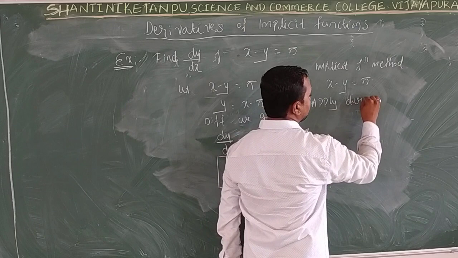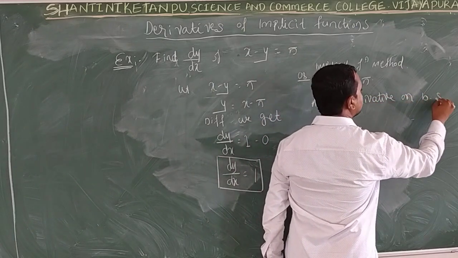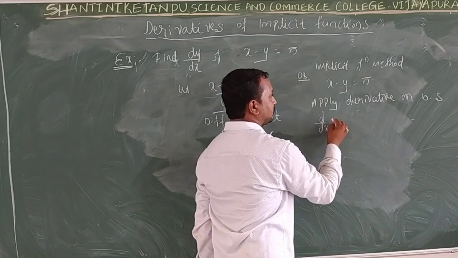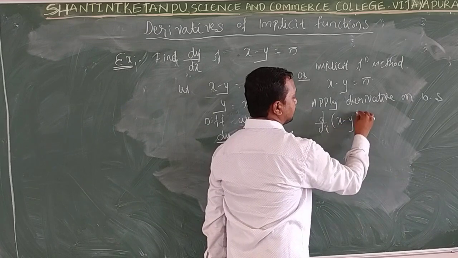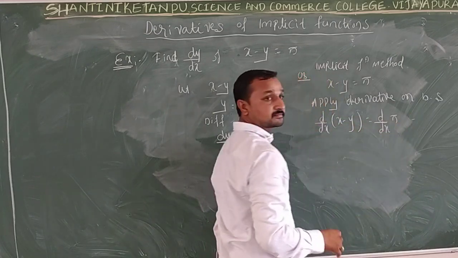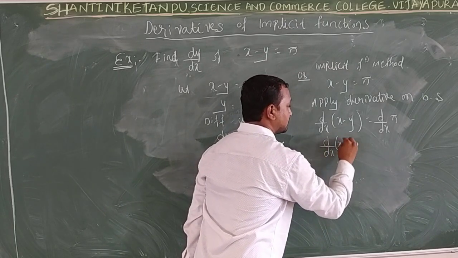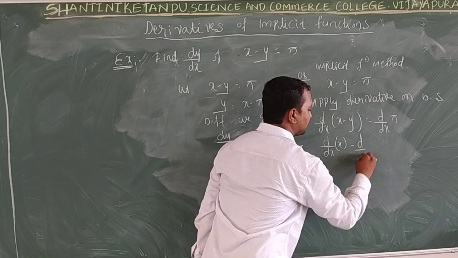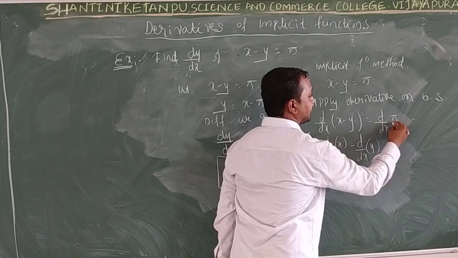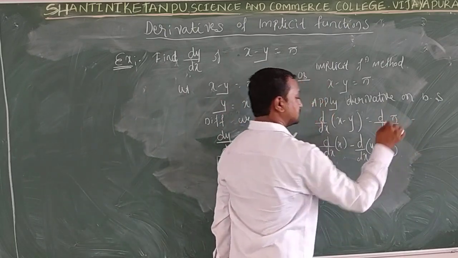Apply derivative on both sides. That is d by dx of (x minus y) is equal to d by dx of 5. Here d by dx of x separately minus d by dx of y separately, then d by dx of 5 is a constant function, and the derivative of a constant function is 0.